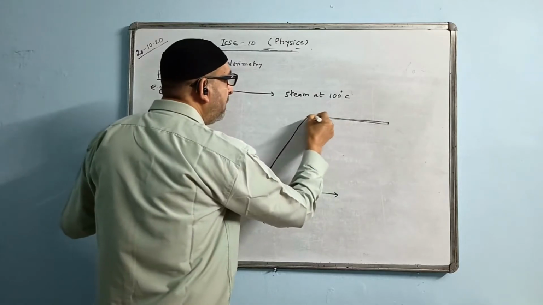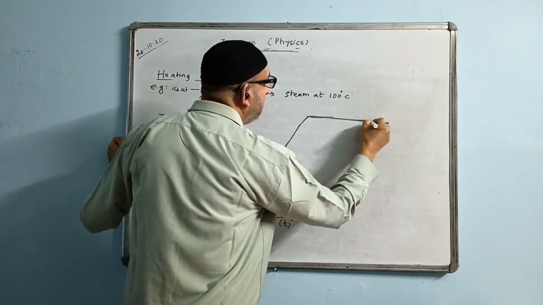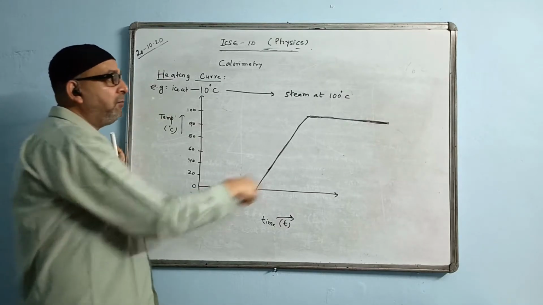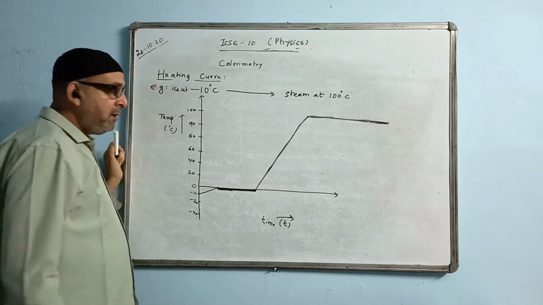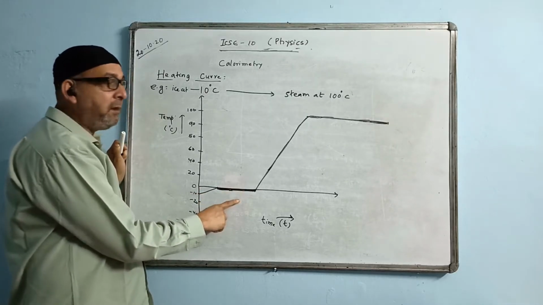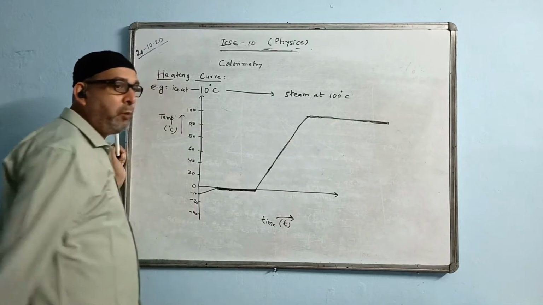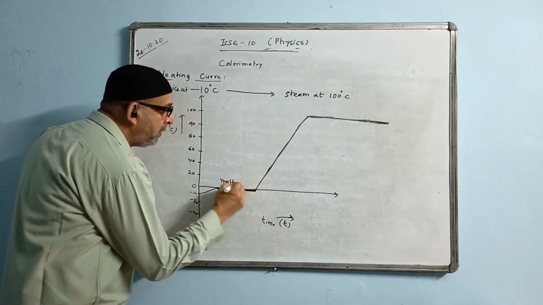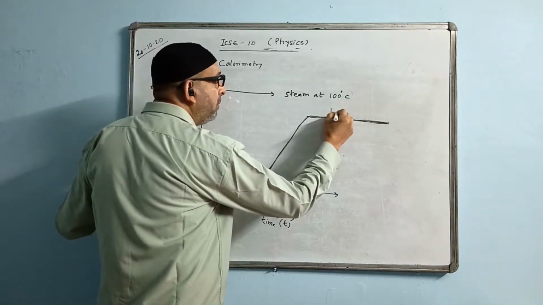We can darken this line. Change of state. One change of state is here and one change of state is here. This is ice melting into water, that is, this change of state is the process of melting, and this is the process of boiling. Here we can write melting, and this region will be called boiling.